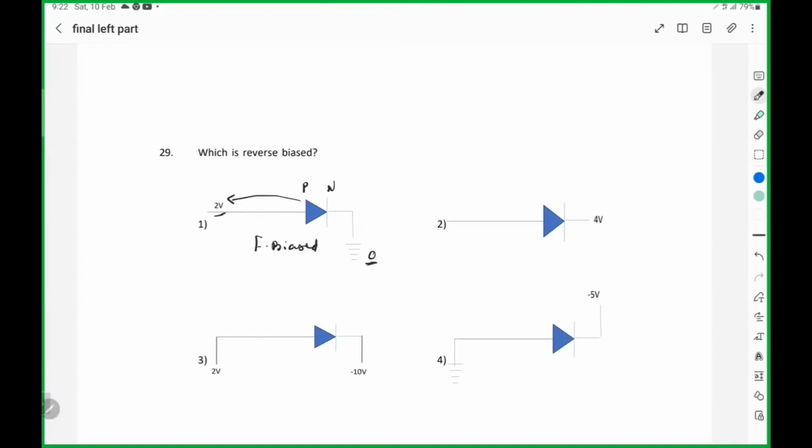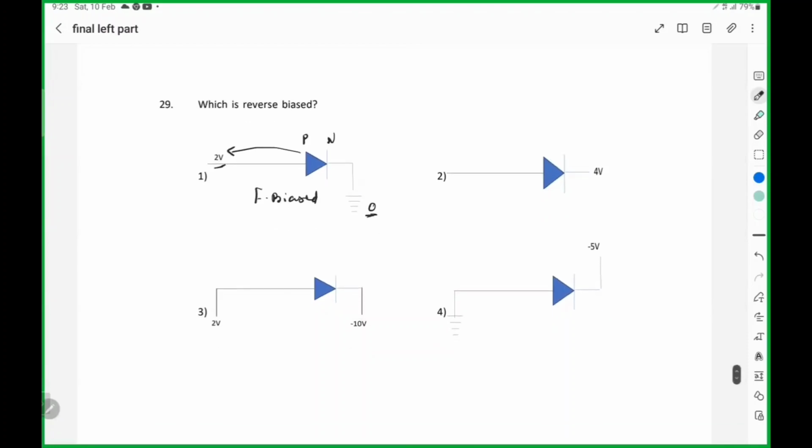Here it is. Second one. Something is missing here. Let us see the third option. This one also, the positive terminal is connected with higher potential than the lower. This N terminal is connected to lesser potential. It is also forward biased. Here the positive terminal, when compared with 0 and minus 5, is at higher potential. So the positive terminal is connected to higher potential. So it is also forward biased.